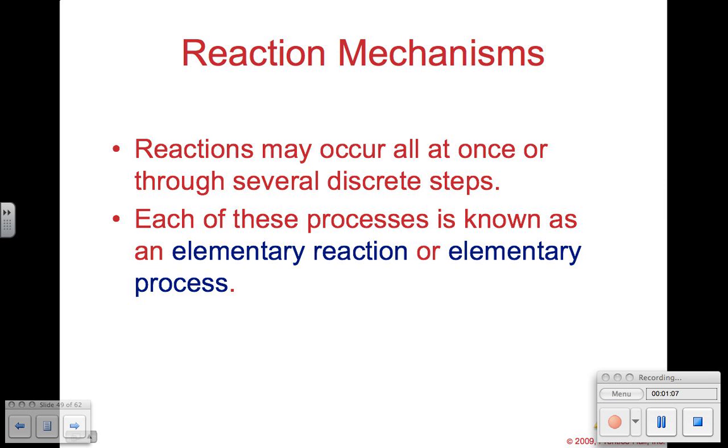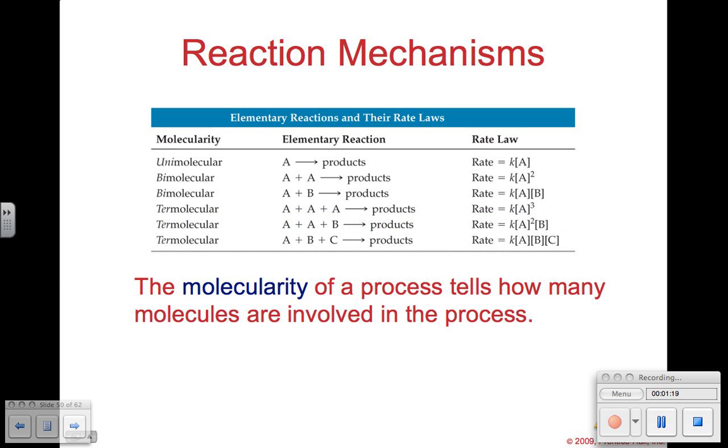Each of these processes is known as an elementary reaction. So if you broke it down into multiple steps, then each step would be known as an elementary reaction or an elementary process. An elementary reaction that has just one reactant in it is called a unimolecular elementary reaction. You can see its rate law there: rate equals k times the concentration of A.